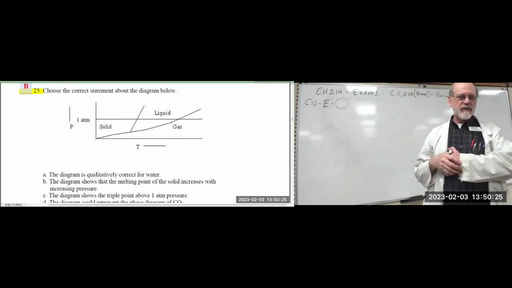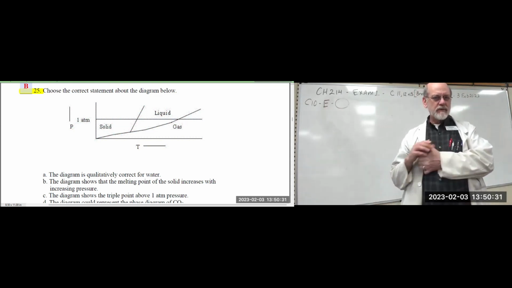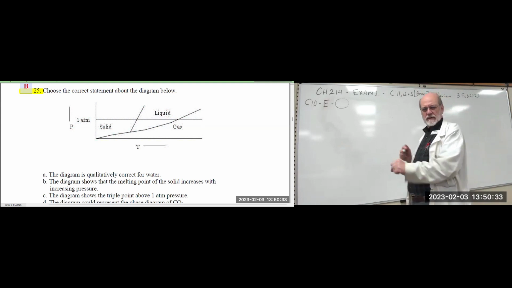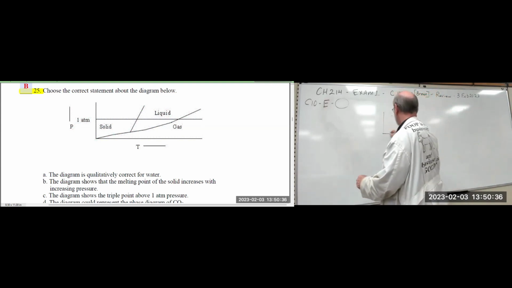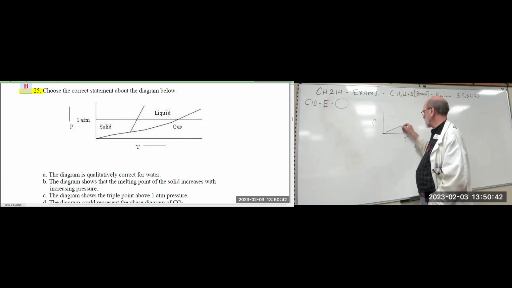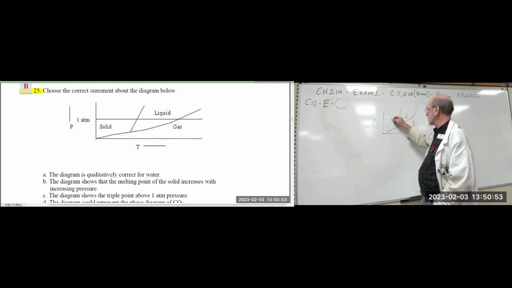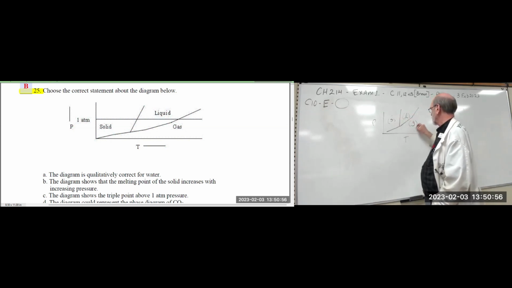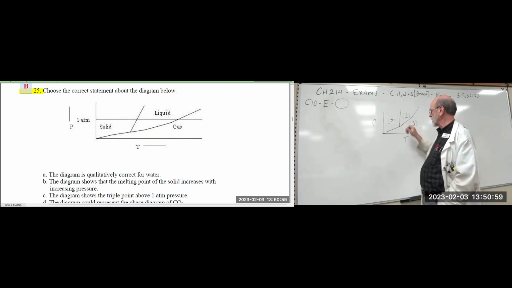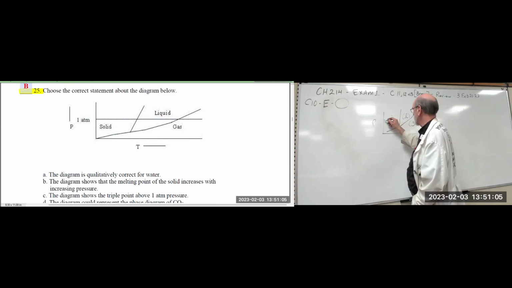Choose the correct statement about the diagram below. Okay, let's look at that diagram and try to make sense of it. There's pressure, there's temperature, and we've got one line going up here. Then we've got another one going up there, and then another one going here. And we're told this is liquid, this is gas, and this is solid. Okay, that's good. So this is the triple point right here, right? You have all three at the same time. And we've got a line going across here at 1 atmosphere.